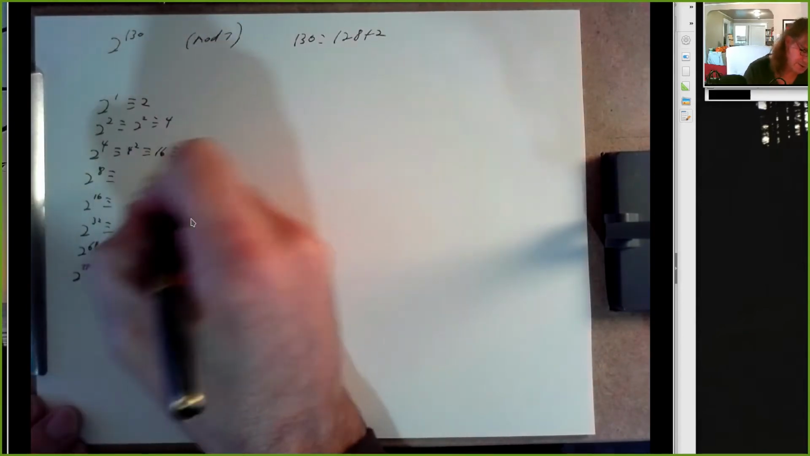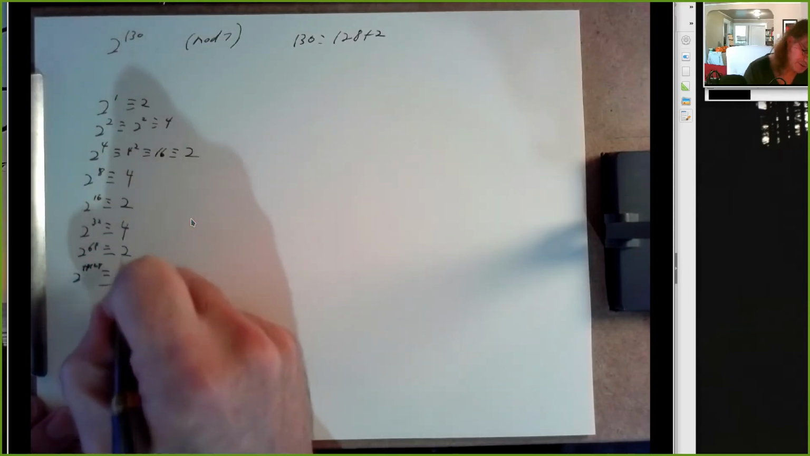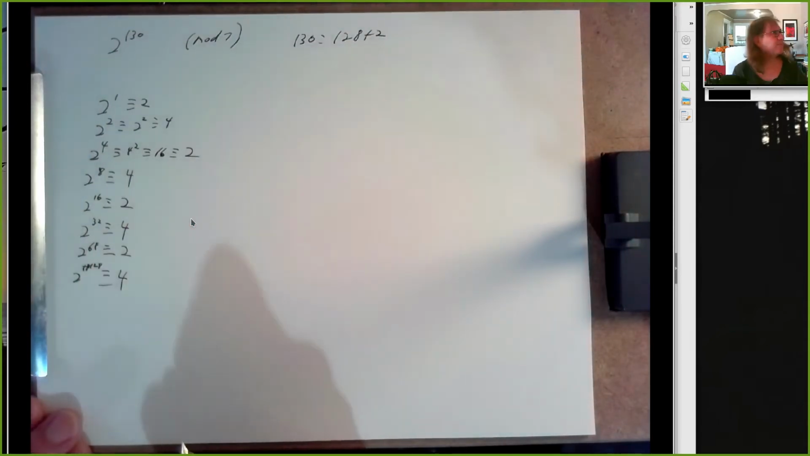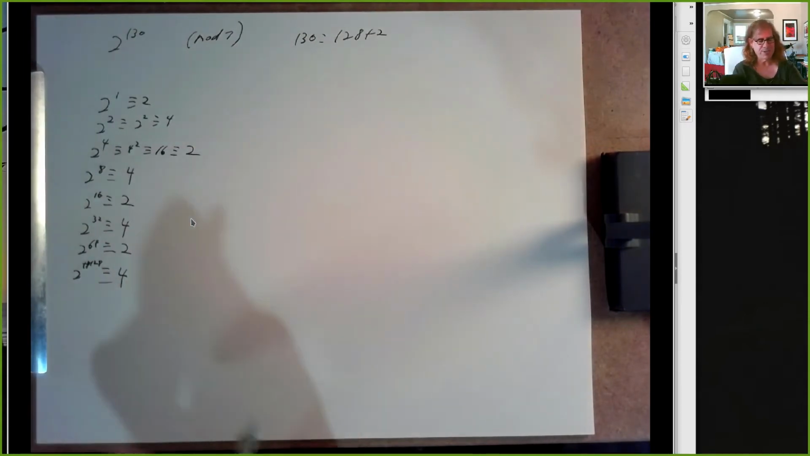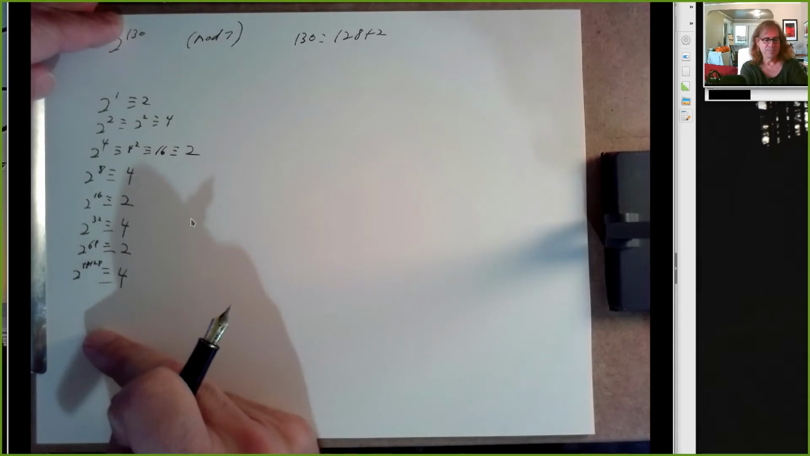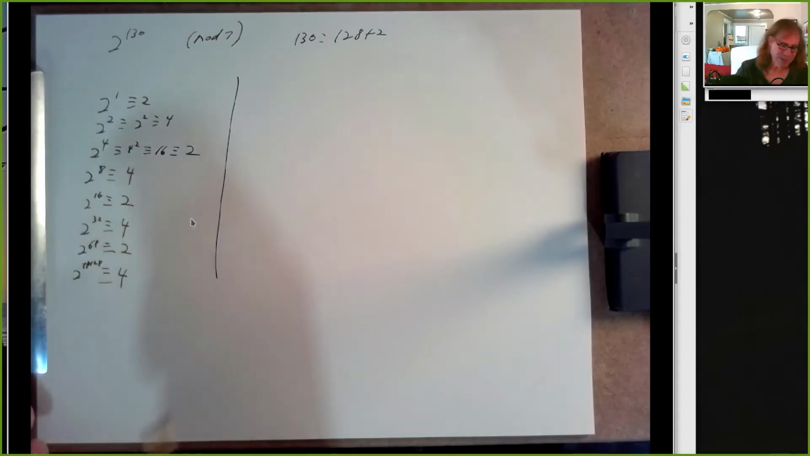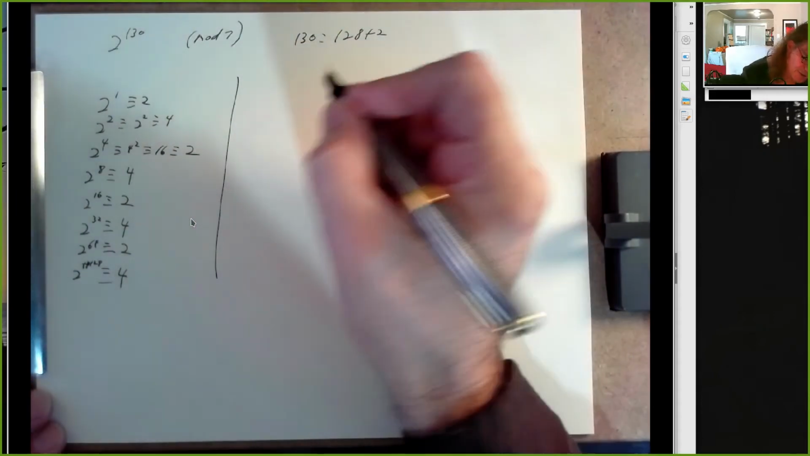Alright, and I know 2 squared will be 4, 4 squared will be 2, 2 squared will be 4, this will be 2, this will be 4. Alright, so that's the first step: write out your number raised to powers of 2. And then you should be going down the page here, but my page is tilted.